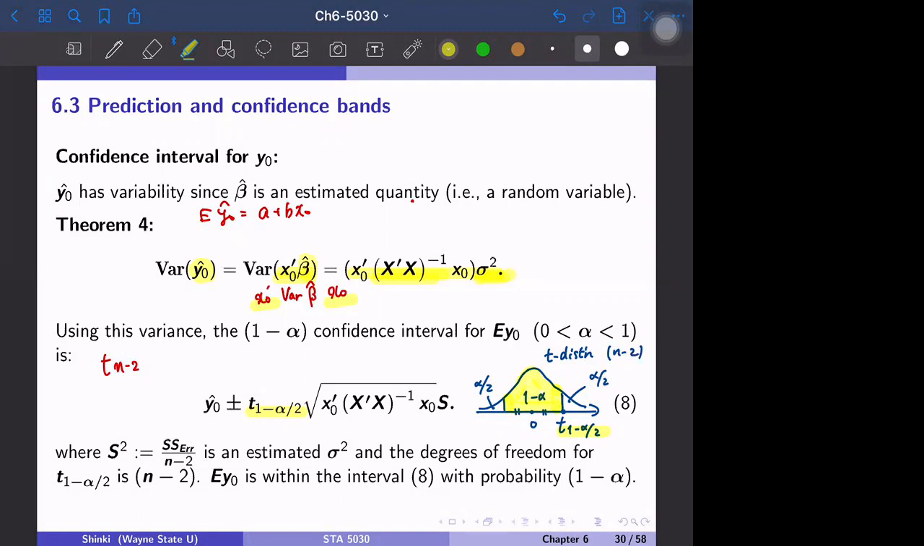So now that we can see the range for y naught hat, I would say the expected value of y naught ranges from our estimate, y naught hat, plus or minus t sub 1 minus alpha over 2 times the square root of the variance. So this gives the 95% coverage for the expectation of y naught. y naught hat is our realization, and this is basically the margin.